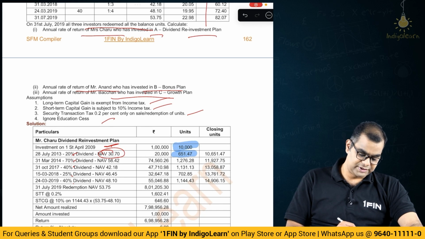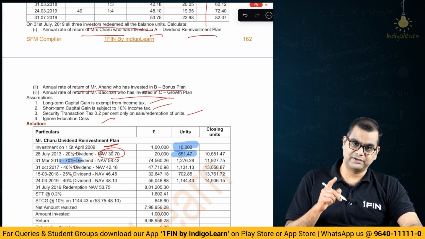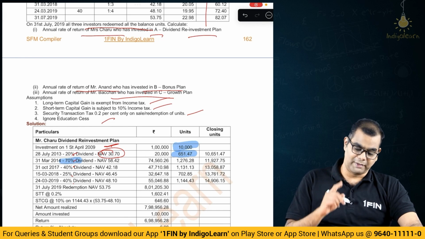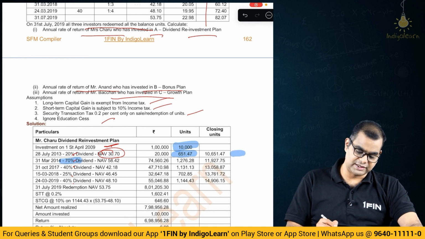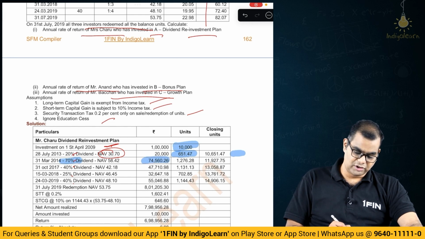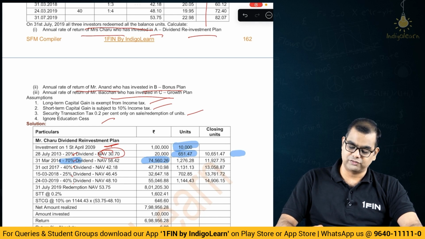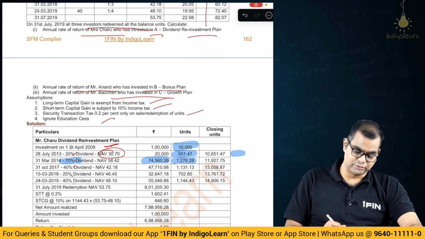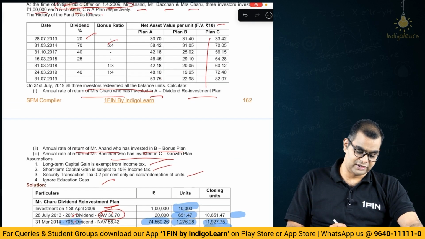Like that, 70% dividend is 7 rupees on 10 rupees, multiplied by your closing units, which is 10,651.47. You get 74,560.26. That is reinvested at 58.42, so divide by 58.42 and you get 1276.28 units. Like that you make a chain and finally compute the total number of units, which is 14,906.